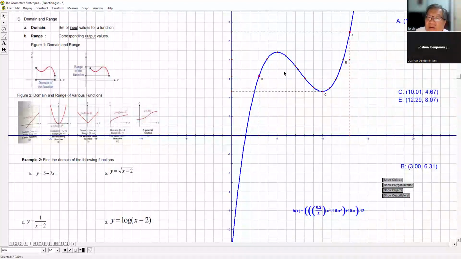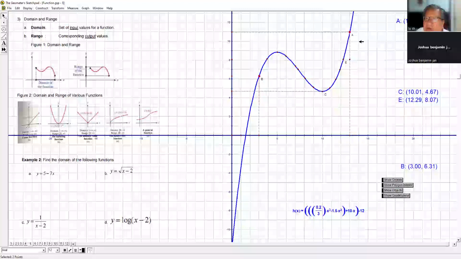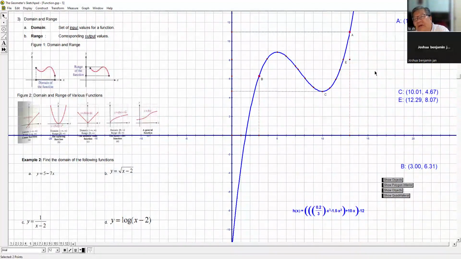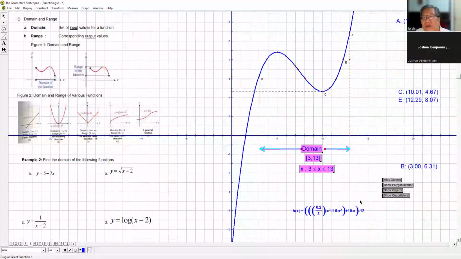Okay. It means that this blue line starting from B goes until A here. Only this part from B until A. So if you concentrate on this part, can you tell me what is the domain and what is the range? Okay. Now this part from B to A, the domain is from here, no? The B, the domain is from here. The A is until here. So the domain is from here until here.